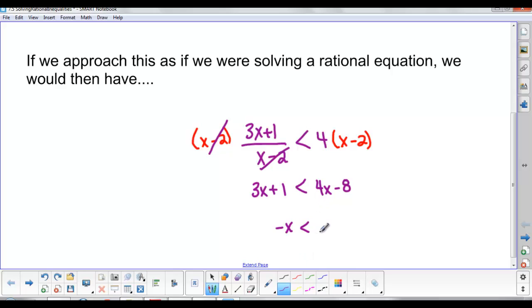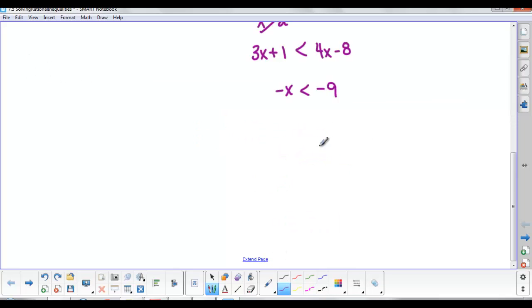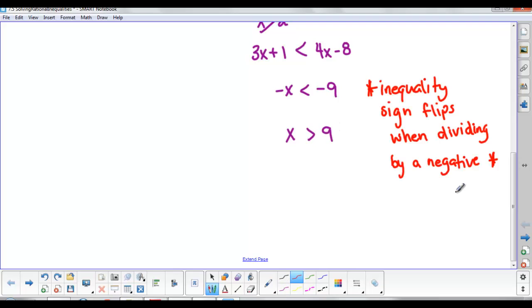That will give us negative x is less than, and we'll take this 1 to the other side, which gives us negative 9. Now we need to solve for x, so we divide both sides by negative 1. And what happens when you divide both sides of an inequality by a negative? The signs actually flip. So for our solution to this inequality, we have x > 9.